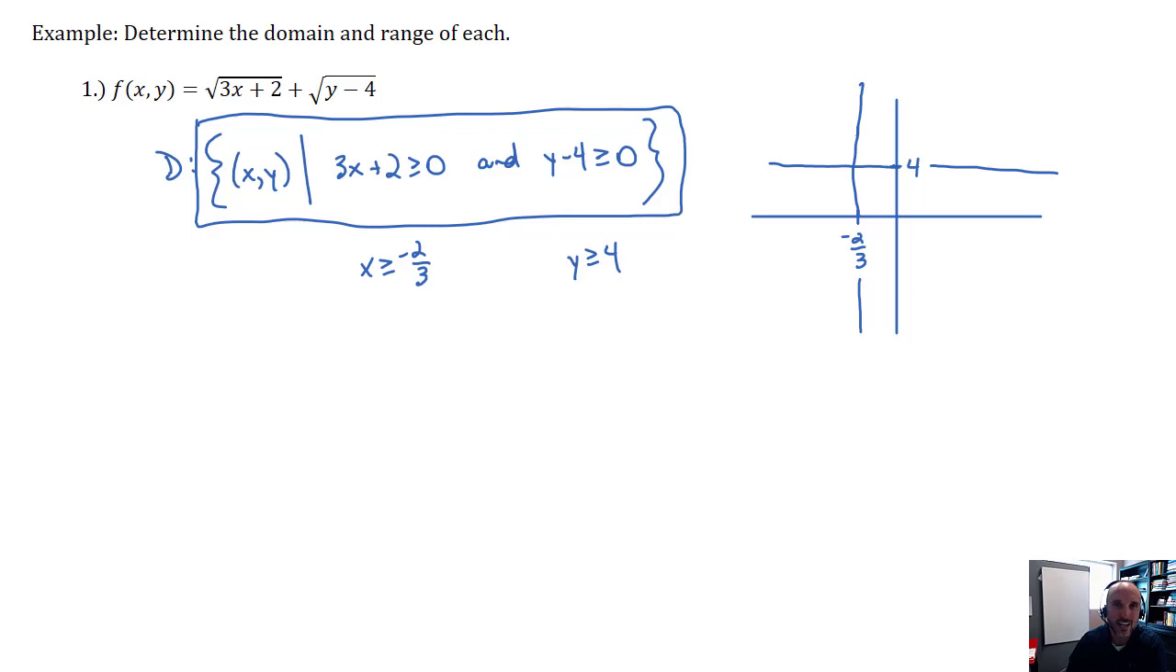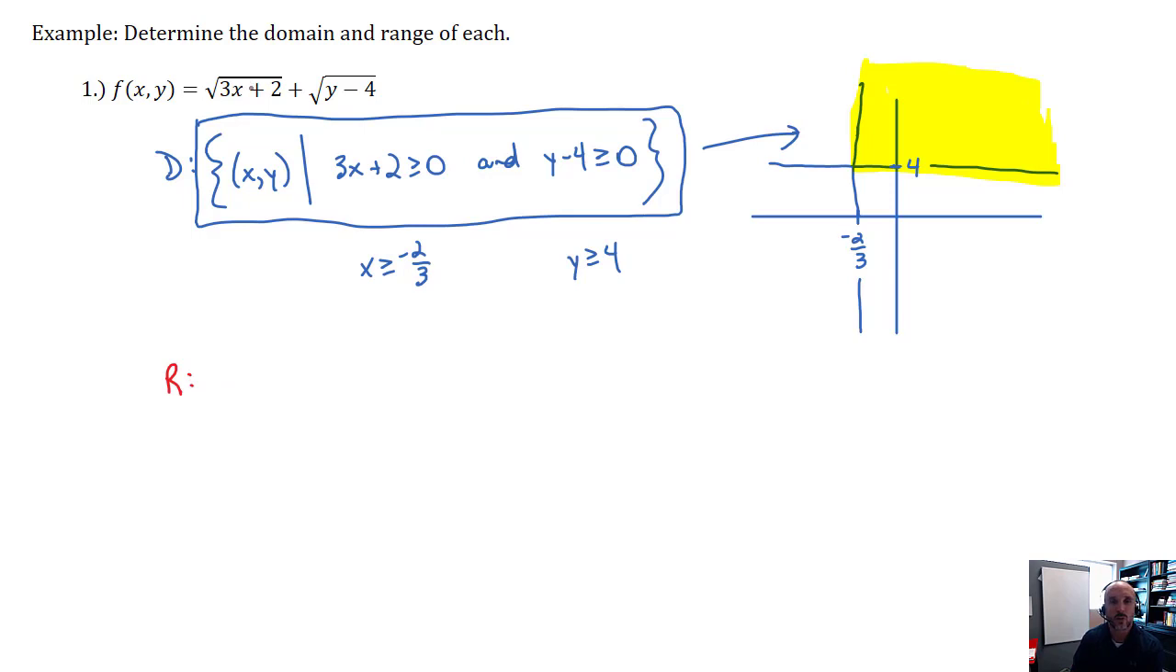So our domain here happens to be all of the points on these two lines or to the right and above those two lines. Every ordered pair in this shaded region is a valid input to this function. Okay? So this is our domain, all of those points. Let's talk about the range.